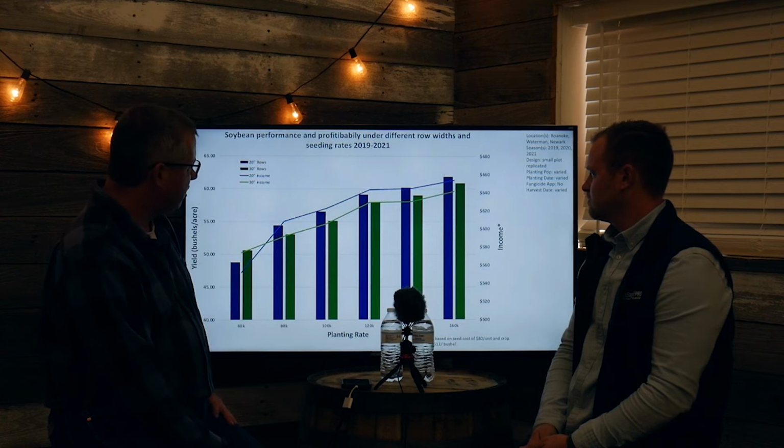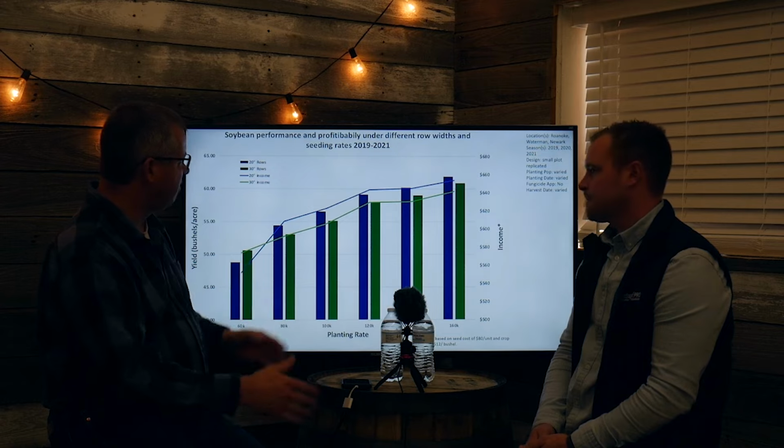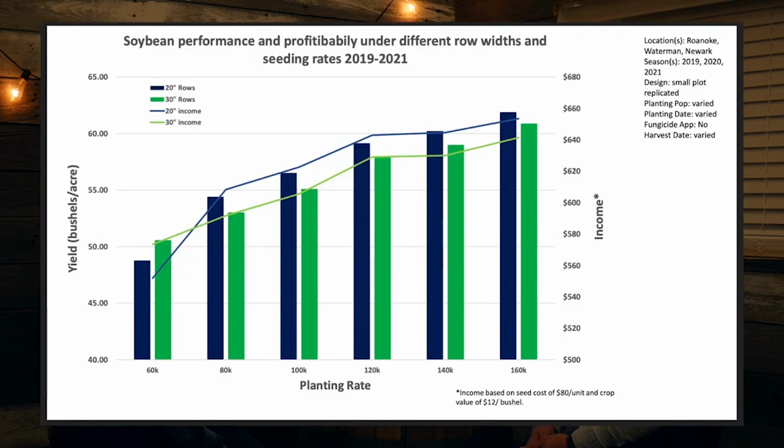And again, it all comes back to profitability. So this is a compilation of 3 years of data across 3 different locations, those replications we were talking about. When we look at the planting rate and the row width, we see a higher yield and income potential in the narrower rows, which we talked about earlier, but we don't really see a correlation between the row width and the population.